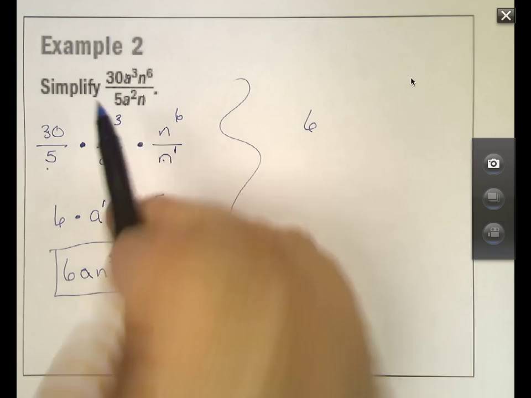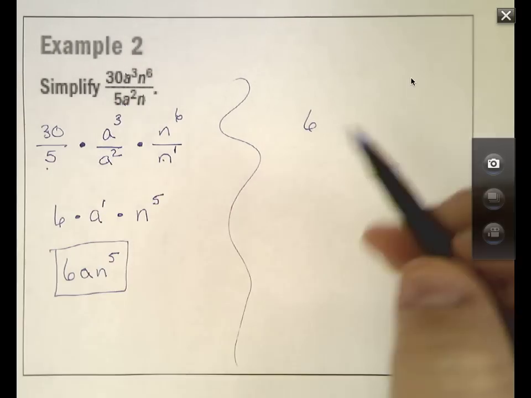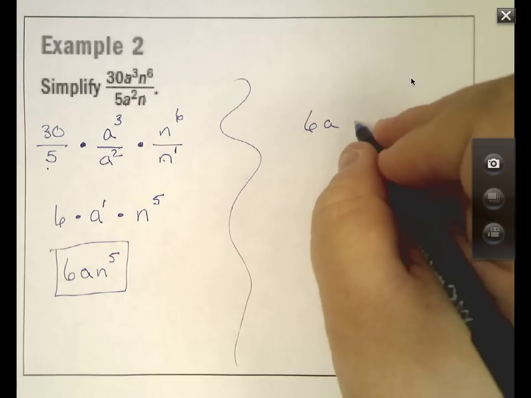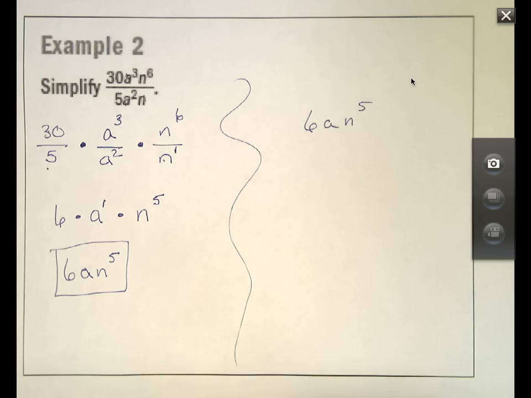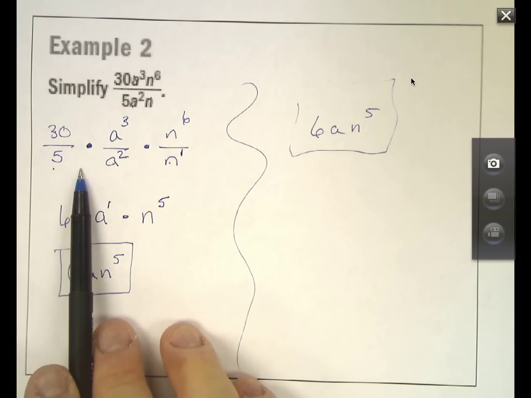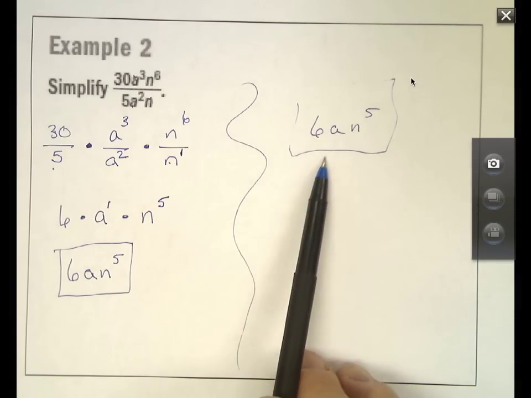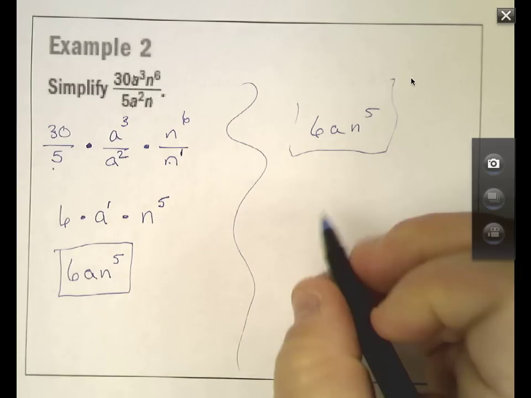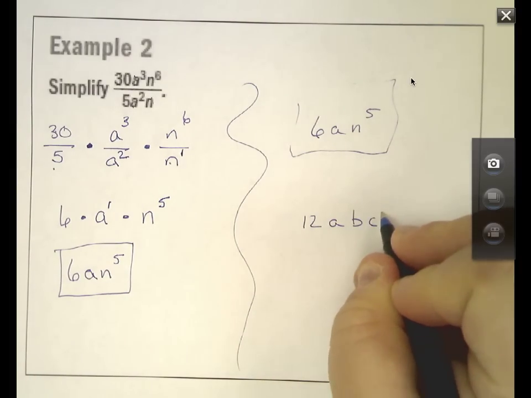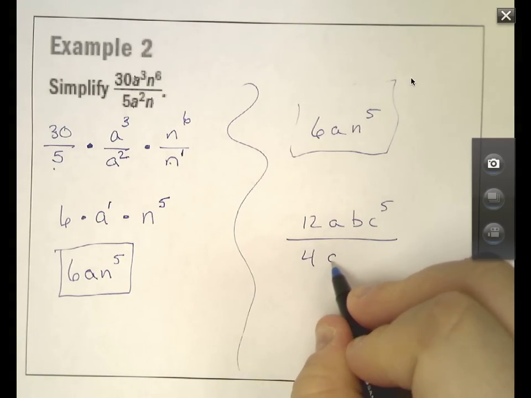Now, if you can go over here and look at this and say 30 divided by 5 is 6, fine. Match up your a's or your bases. So my a's 3 minus 2 was 1. And n to the 6 minus 1 is n to the 5th. Okay? Yes, can you do it short and sweet? Some people can. Some people can't. Here's the steps you should follow if you can't do it in your head. Now, what would happen if I gave you something like this?